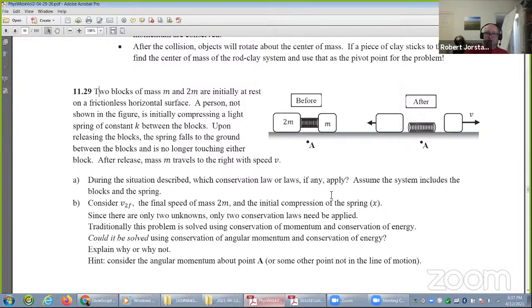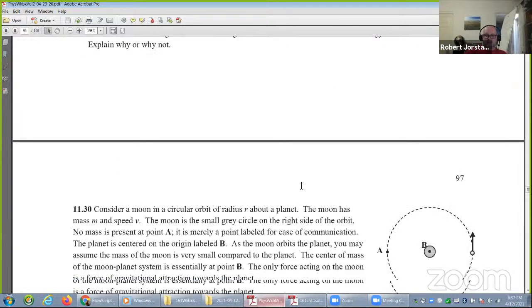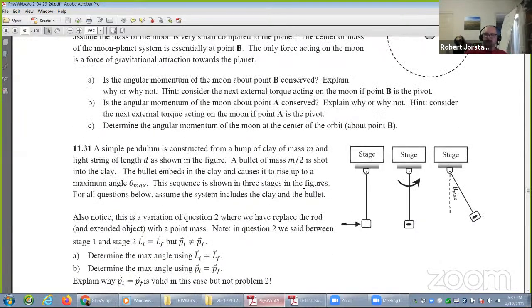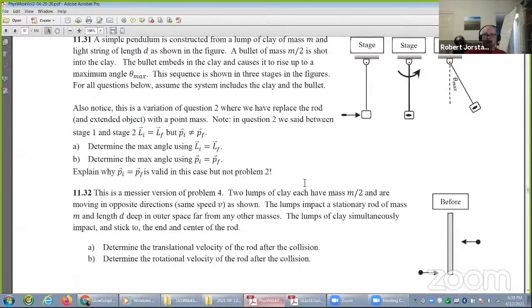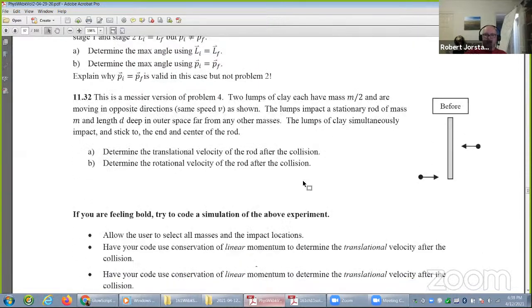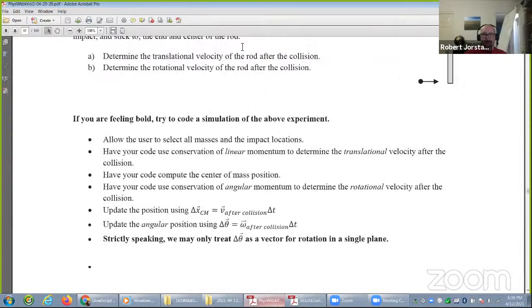So anyways, you could see some of these other ones. Oh, here's a different one. All right, I keep hinting at you to try coding these, but yeah, there's that.